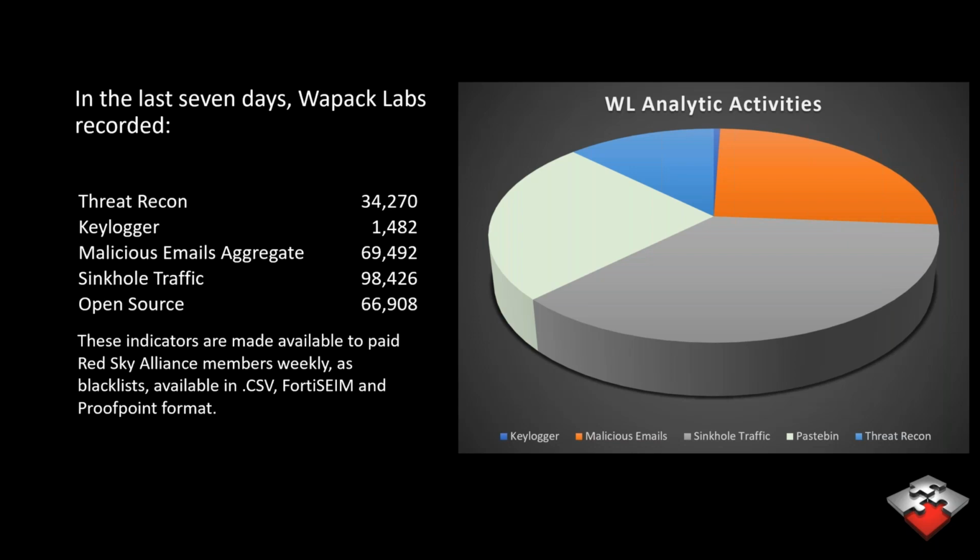The past week recorded almost 300,000 indicators listed above. The collections included our threat recon, keylogger, and malicious emails and sinkhole traffic. The numbers on the side show the indicators in the respective collections. Indicators are available to paid Red Sky Alliance members weekly, as well as our blacklists, which come in CSV, FortiSIEM, and Proofpoint formats.